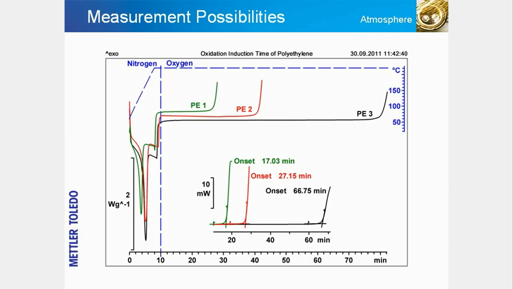The time that elapses before the sample starts to oxidize is known as the oxidation induction time, or OIT for short. The OIT is directly related to the relative stability of a material at a particular temperature. The example shown in the slide shows the OIT curves of 3 polyethylene samples that had been stabilized to different extents. The samples were measured at 210 degrees Celsius in open crucibles. As you can see, the difference in oxidation stability of the 3 samples is quite considerable.